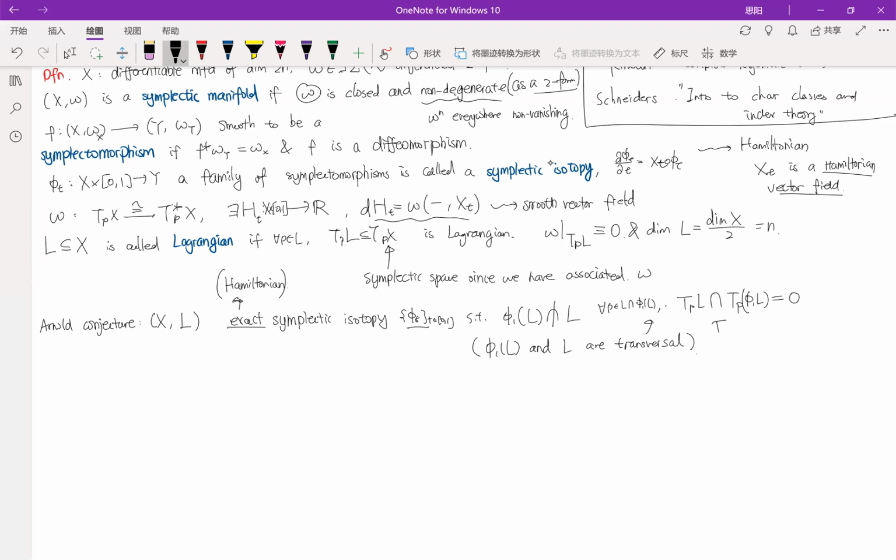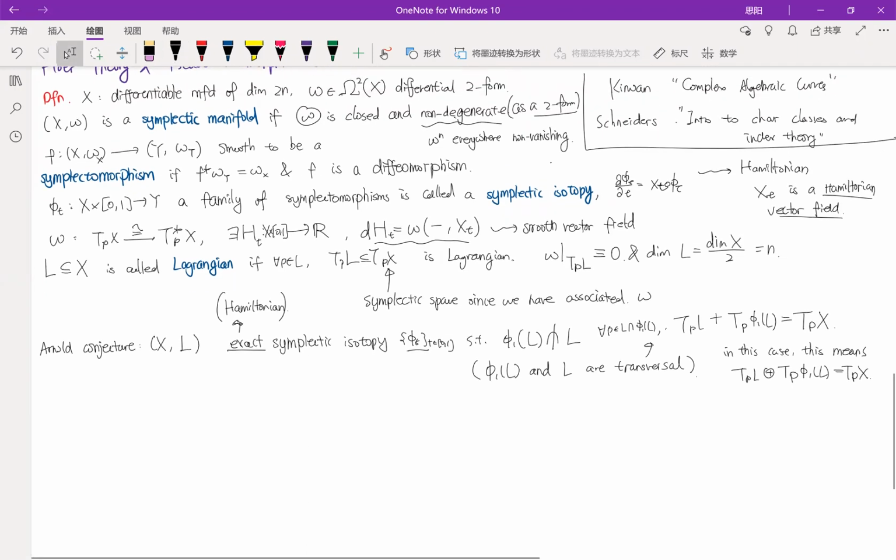This means that in fact they sum to... no. This is the definition: TpL plus Tp of phi 1 L. Because it may not be a direct sum, but we must require that TpL plus Tp of phi 1 L must equal the whole space TpX. So in this case, this means that TpL and Tp phi 1 L are direct summands of the tangent space of X.